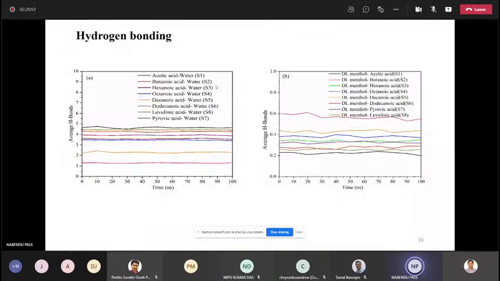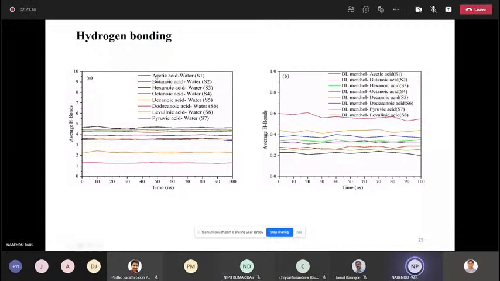These are the components that are present in all the systems, and we have calculated the average number of hydrogen bonds present in the system throughout the simulation time from 0 to 100 nanoseconds. We see the trend here: hydrogen bonding between HBD and water we have calculated in A. We know that water has higher interaction with acetic acid, so it will come highest. Acetic acid and water will come highest for the H-bonding analysis.